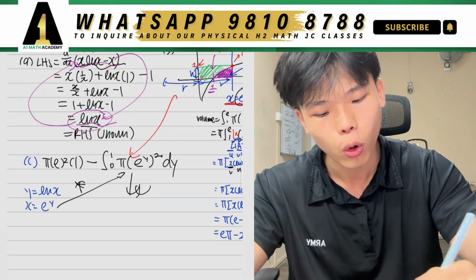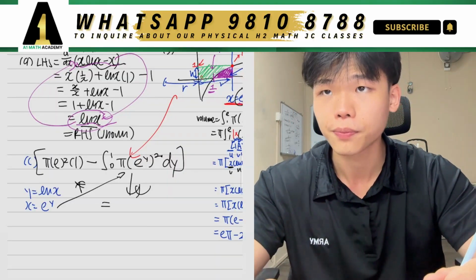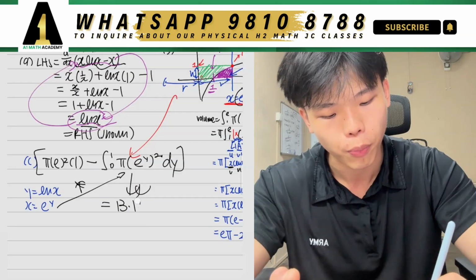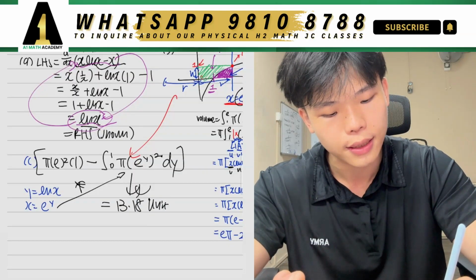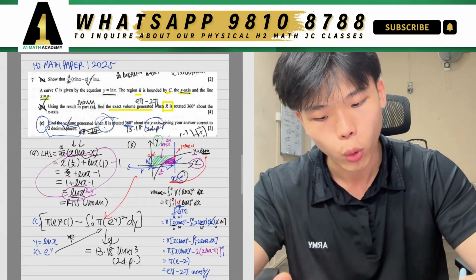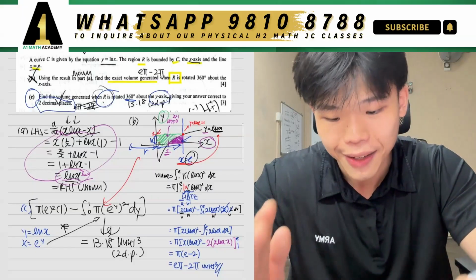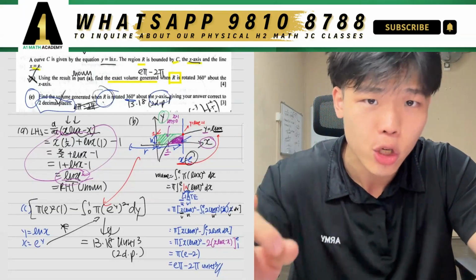And when you key this whole equation into your GC to get 2 d.p., you get a final value of 13.818 units cubed to 2 d.p. as stated by the question's requirement. So therefore, this is the answer to paper 2. Therefore, this is the answer to question 7 in paper 1 H2 math.